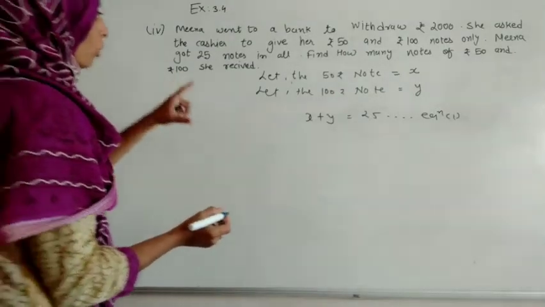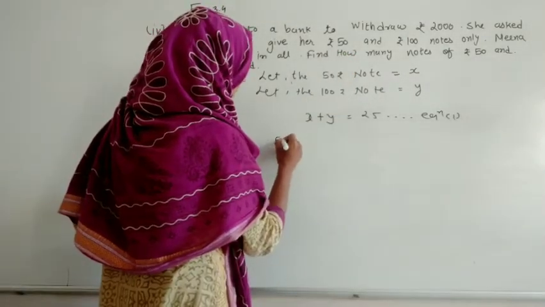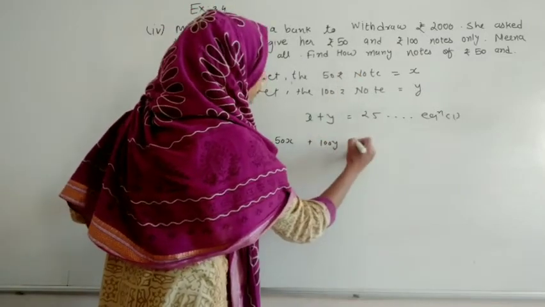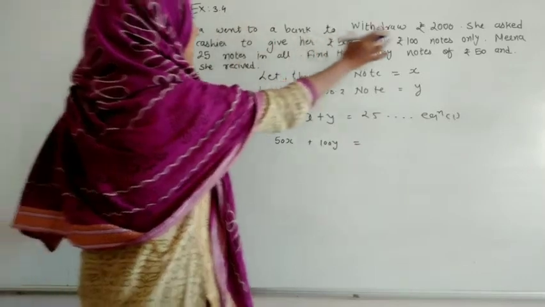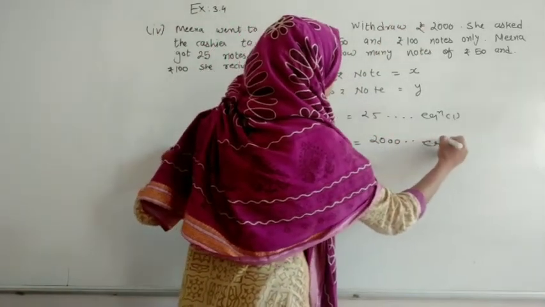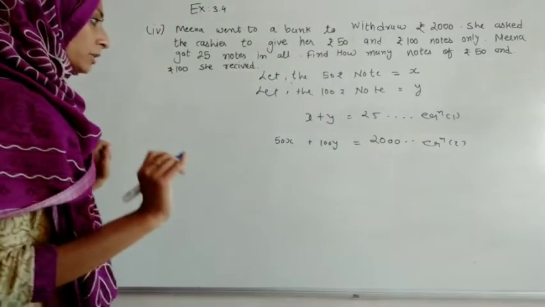तो हमने बोला है कि 50 रुपीज़ के X नोट जब वो ले रही है और 100 रुपीज़ के वो Y नोट ले रही है, then she is getting 2000 rupees. So that will be our equation number 2. So this is how we can form these both equations.